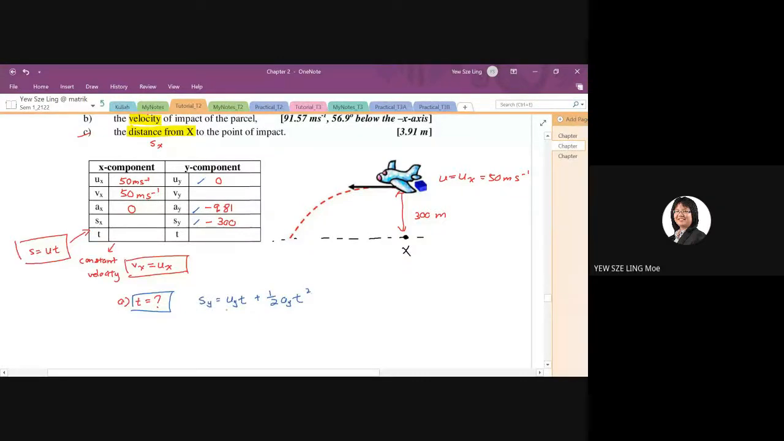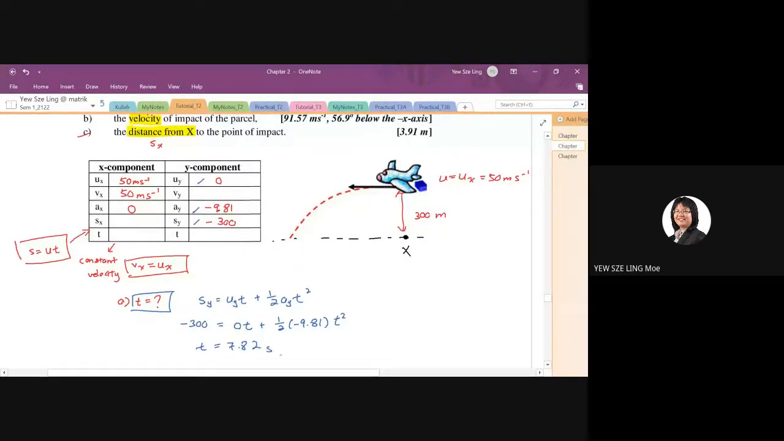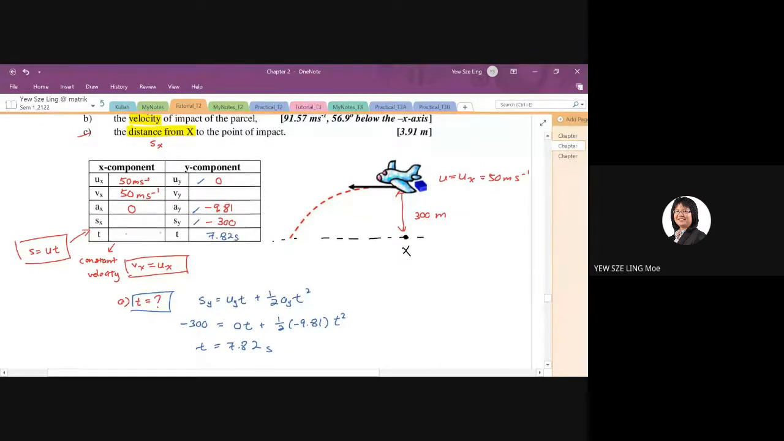So that is how you solve it for question A. So Sy, negative 300, equals 0t plus 1/2 times negative 9.81 times t squared. So rearrange the equation. You are going to get t equals 7.82 seconds. Okay, so now you have t equals 7.82 seconds. You can then put it in the table. So 7.82 seconds and 7.82 seconds.